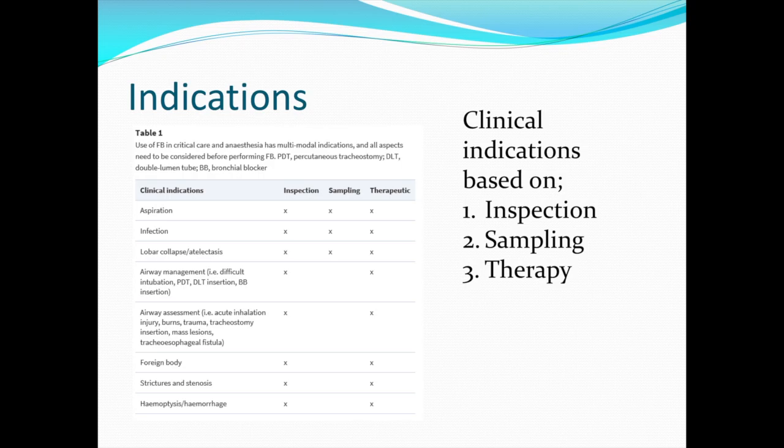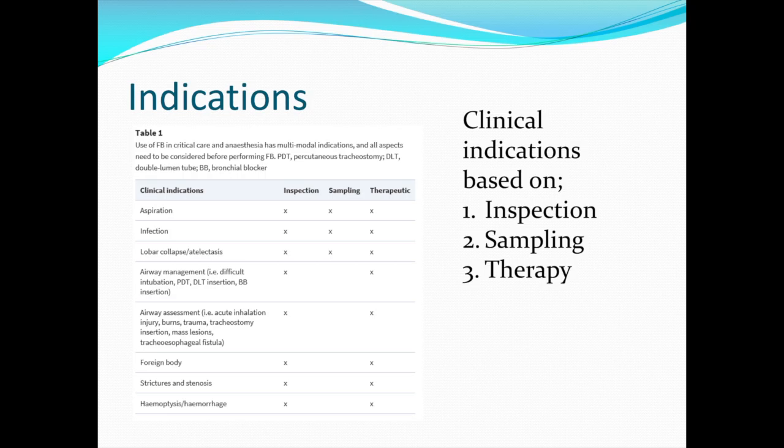This flexible bronchoscopy can also be used in airway assessment for acute inhalational injury, burns, trauma, and can also be used as an aid to direct visualization during tracheostomy procedures. Bronchoscopy can also be used to look at and remove foreign bodies and can be used in aiding to find strictures and stenosis and to help with stenting of this area.